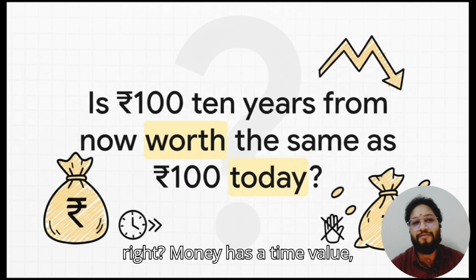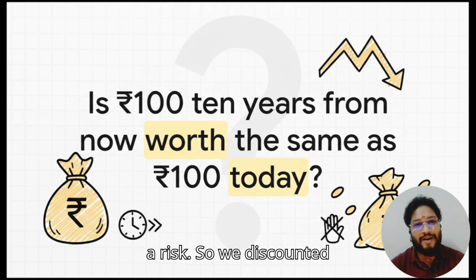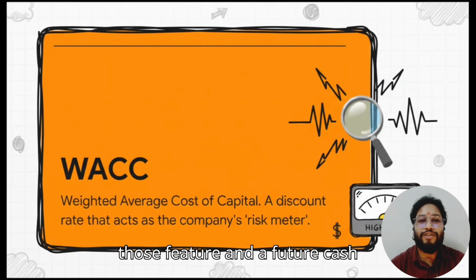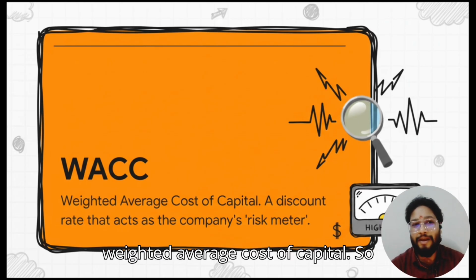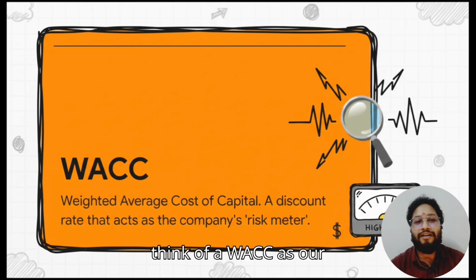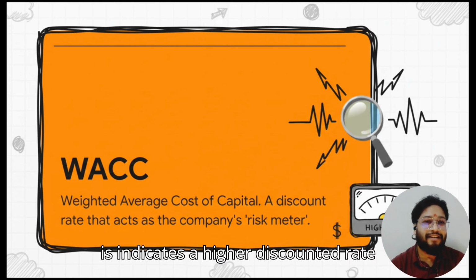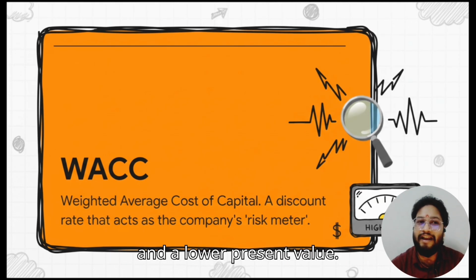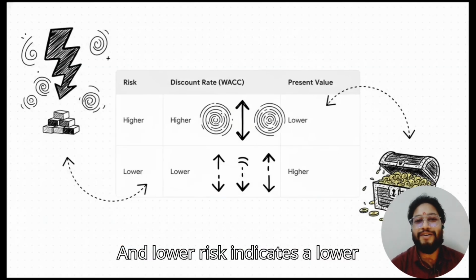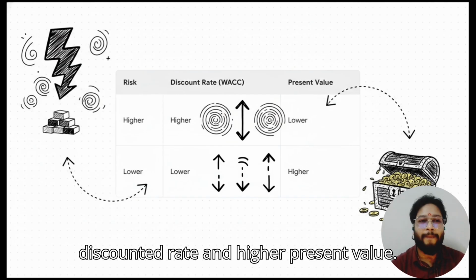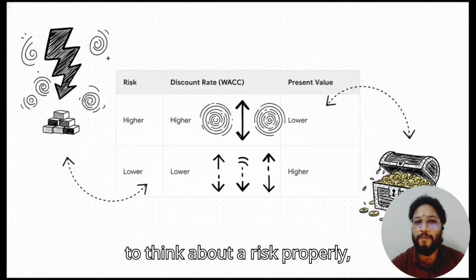Now here's the catch: $100 10 years from now is not worth $100 today, right? Money has a time value, there is inflation, there is risk. So we discount those future cash flows using something called WACC, the weighted average cost of capital. Think of WACC as a company's risk meter. Higher risk indicates a higher discount rate and a lower present value, and lower risk indicates a lower discount rate and a higher present value. This step forces you to think about risk properly, not emotionally.